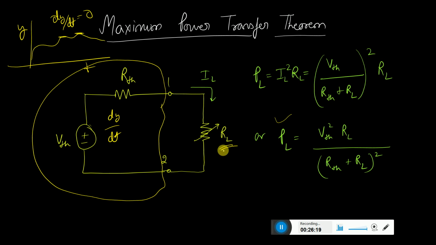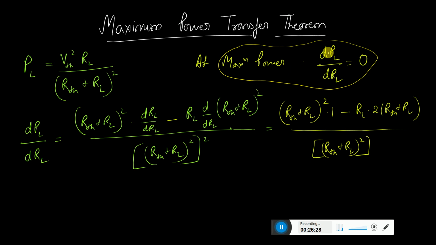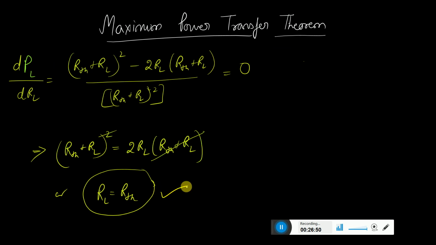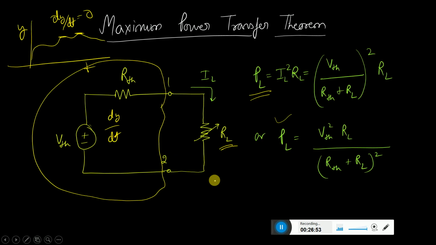So here our variable is RL. Therefore the rate of change of power with respect to RL should be 0. So the maximum condition is this. We take the value of power and differentiate it with respect to RL. This is denominator square into derivative of numerator, RTH is constant, minus numerator into derivative of the denominator, and ultimately what we get is RL is equal to RTH. So what did you get here? The maximum power is transferred when RTH and RL are both equal.